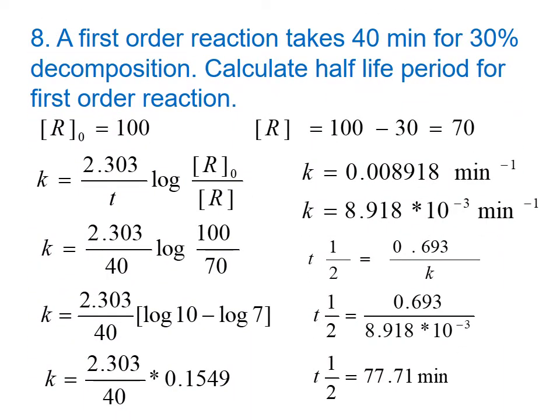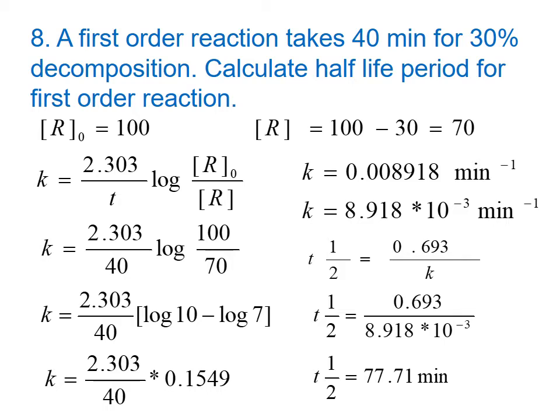A first order reaction takes 40 minutes for 30% decomposition. Calculate the half-life period for the first order reaction. First of all, we can write the values given in the question. A first order reaction takes 40 minutes for 30% decomposition, that is, 30% of the reactant changes into product. So what about R0? The initial concentration is 100%, since in the beginning of the reaction the concentration of reactant is 100%.